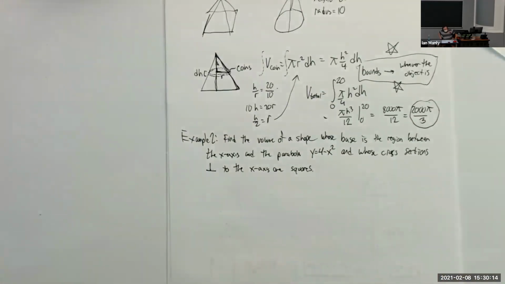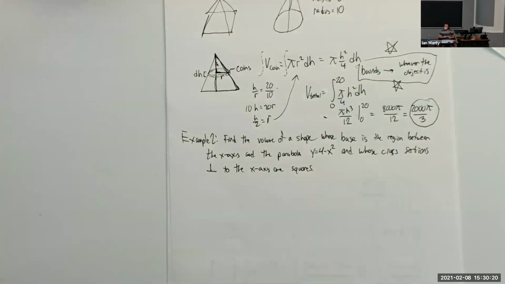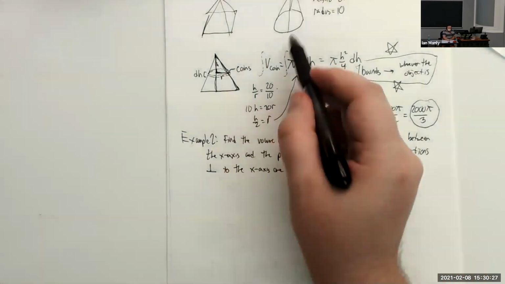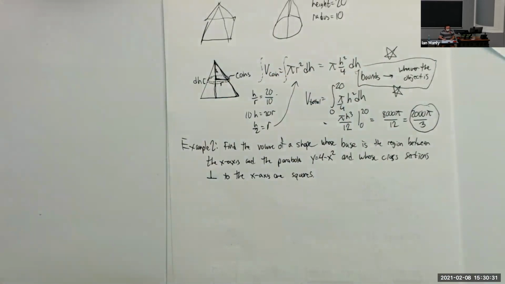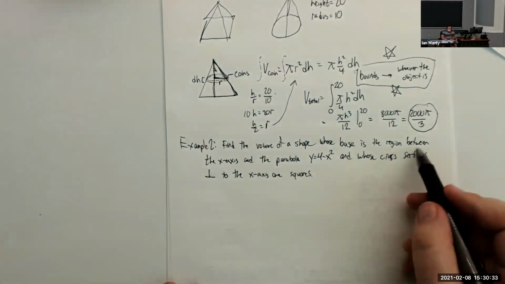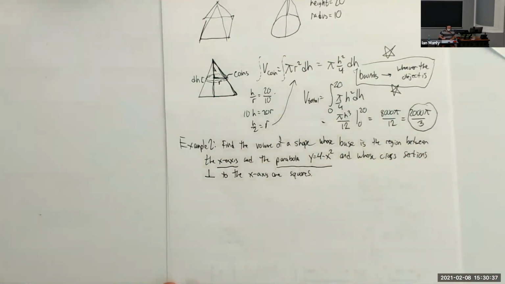All right, so let's dissect this and see what's going on with all this. So first of all, we need to find a volume. We're going to do it in the same way that we've been doing this before. And now we want the base of this, the bottom of the shape, kind of like the circle here, the square here, to be something specific. We want it to be the region between the x-axis and the parabola y equals 4 minus x squared.